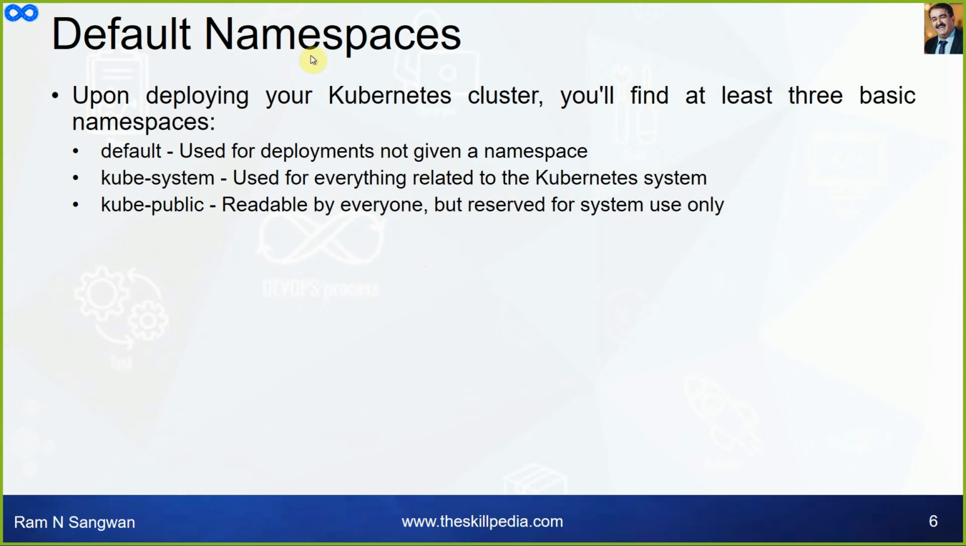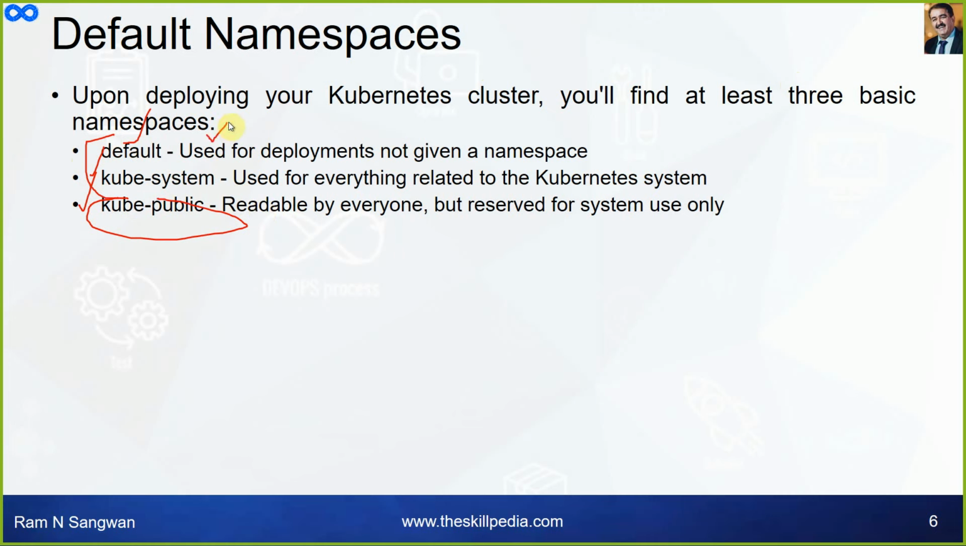First of all, let's understand a few more concepts before I proceed. Upon deploying your Kubernetes cluster, you will find at least three basic namespaces: default, kube-system, and kube-public. Even this is not mandatory. I noticed that I found only these two: default and kube-system.